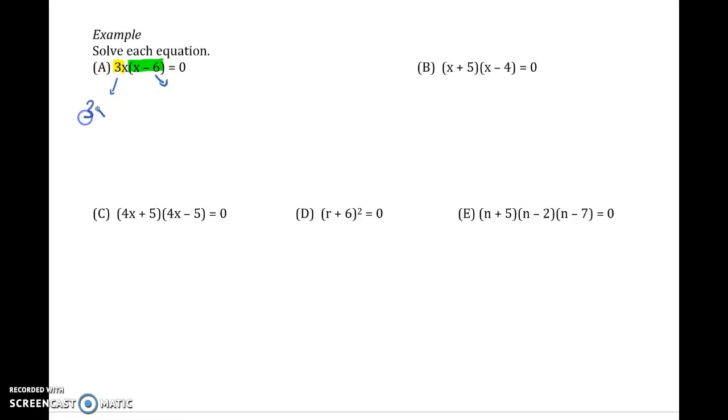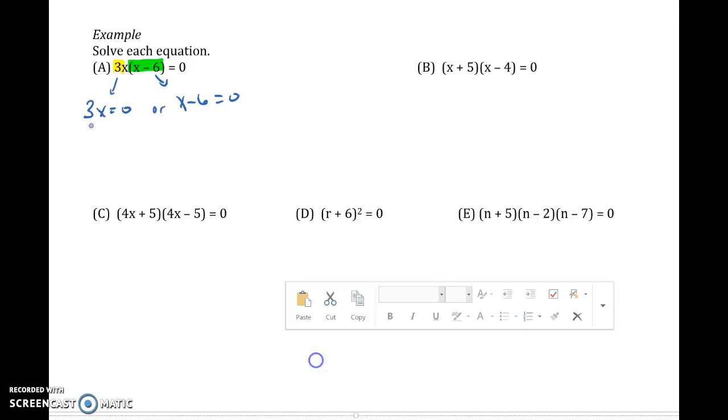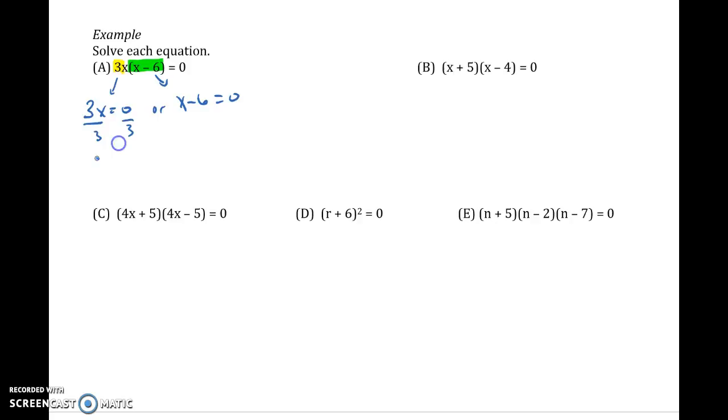So that means 3x could have been 0, or x minus 6 could have been 0, or they both could have been 0, right? We don't know. So we want to go ahead and solve both of these equations to give all possible solutions.